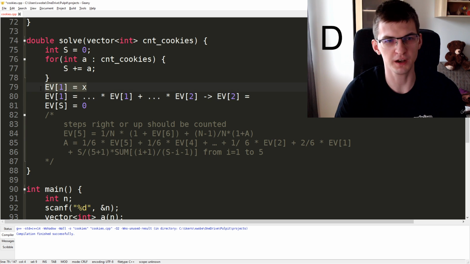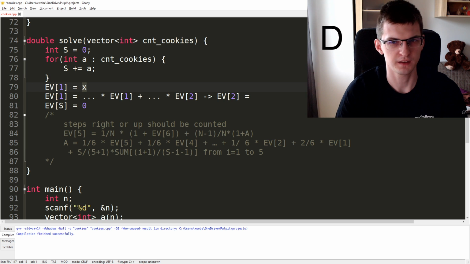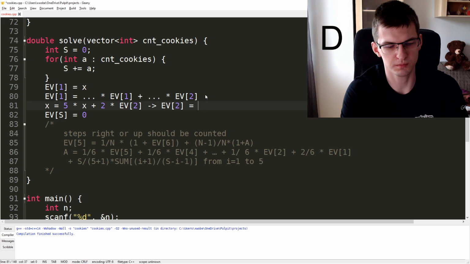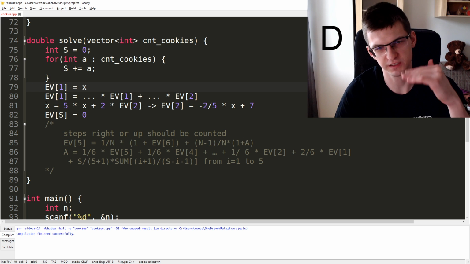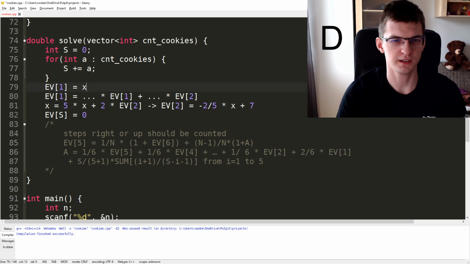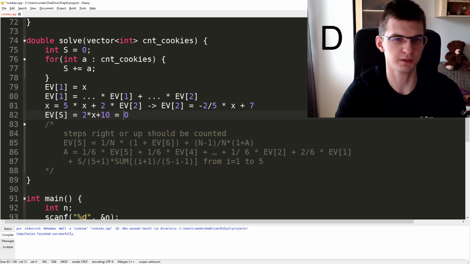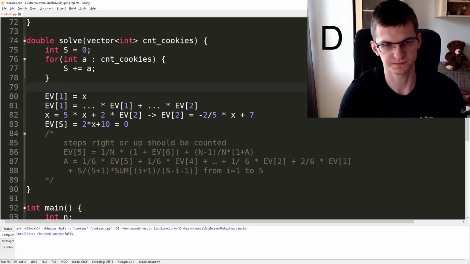But I don't know EV of 1, but EV of 1 is some variable x, let's say. Then if I have an equation like x is equal 5 times x plus 2 times EV of 2, from this you will get EV of 2 is equal maybe minus 2/5 times x plus 7. This equation will give you EV of 2 in terms of x. And I will express every next EV in terms of x. At the end, I will have EV of S is equal, for example, 2 times x plus 10, and it's equal to 0, and from that I will get x. That's the trick.